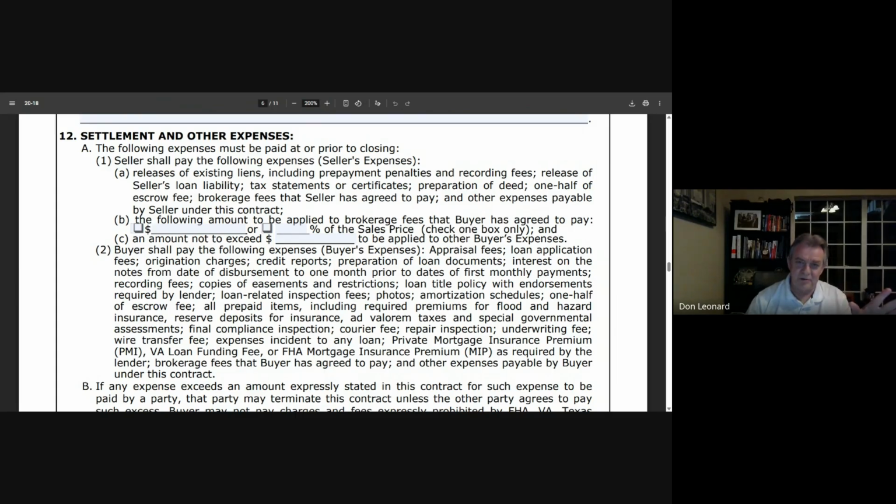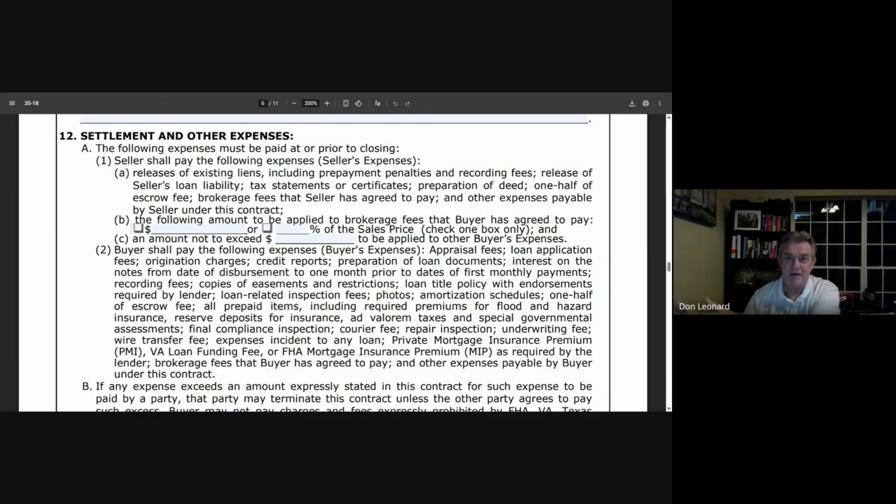Here's what they're getting at. When you get your buyer representation agreement signed, you put in the amount that you're going to be paid. At that point, it becomes a buyer expense. The buyer at that point agrees that you are going to get paid that amount.